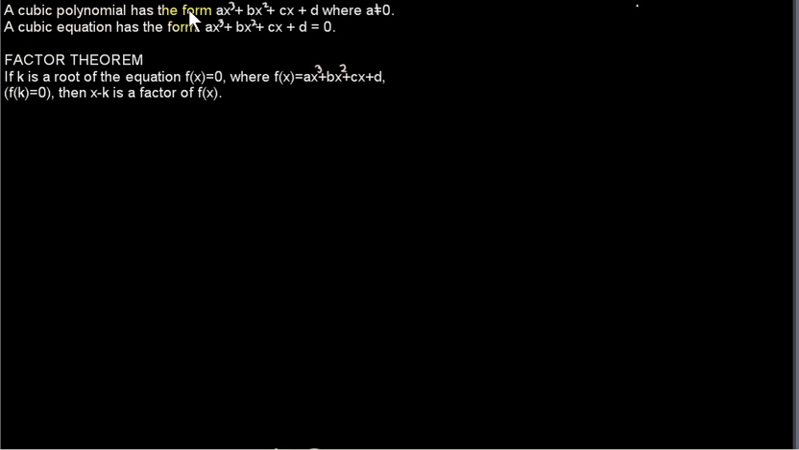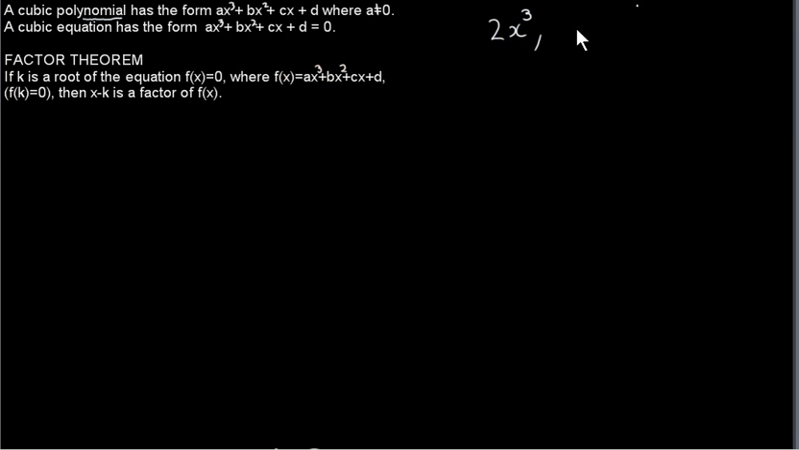A cubic polynomial has the form ax cubed plus bx squared plus cx plus d, where a is not equal to 0. First of all, what is a nomial? Well, a nomial is just another word for an algebraic term. An algebraic term might be something like 2x cubed. This particular term would be a cubic term.